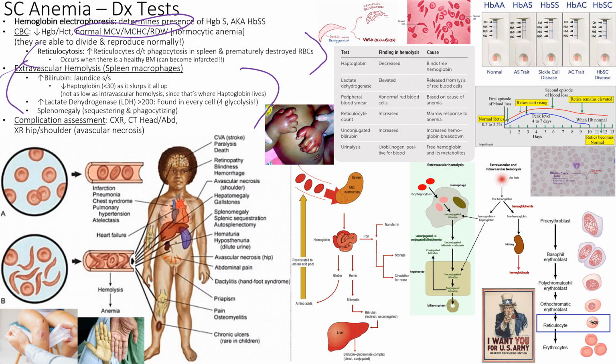And then complications. We want to make sure we're looking to see X-ray. If they have what? They have a pneumonia, right? CT head and abdomen and chest, also to see if they have an infectious process there. X-ray to see if they have a necrosis of the shoulder, necrosis with the hip. We can look to see if there's splenic crises there, or sorry, sickle cell crises there.